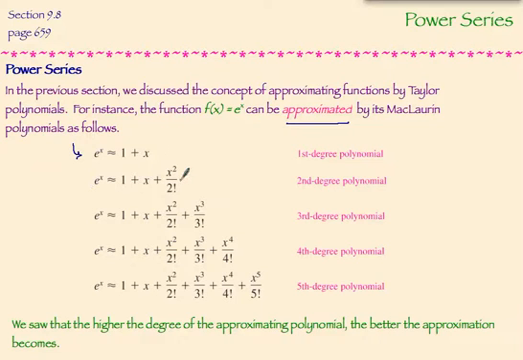First degree polynomial, second degree, third degree, fourth degree, fifth degree, etc. We saw that the higher the degree of the approximating polynomial, the better the approximation becomes. In the last section, we learned how to generate each of those terms. We knew how to take each derivative as a coefficient, the second derivative over 2 factorial, the third derivative over 3 factorial, times the x term, whether it was the x term centered at 0, which means just x cubed, or if it was centered at some other number, it would be x minus something, quantity cubed, whatever.